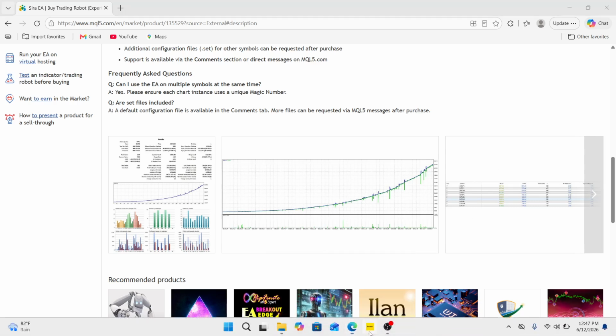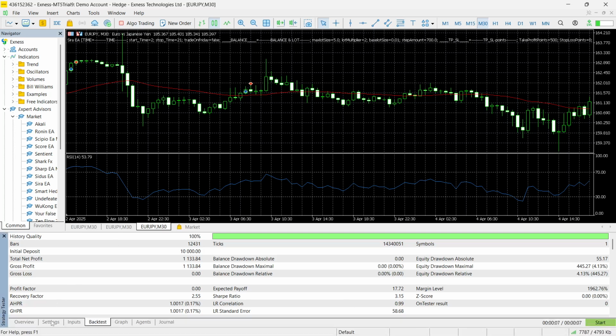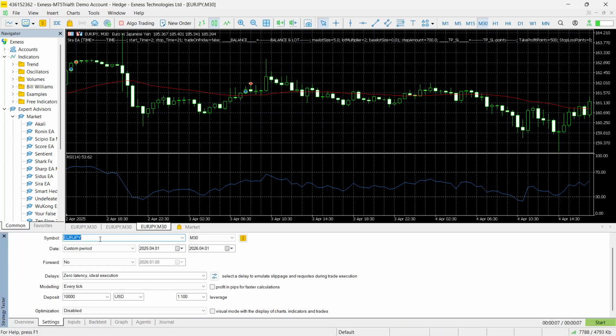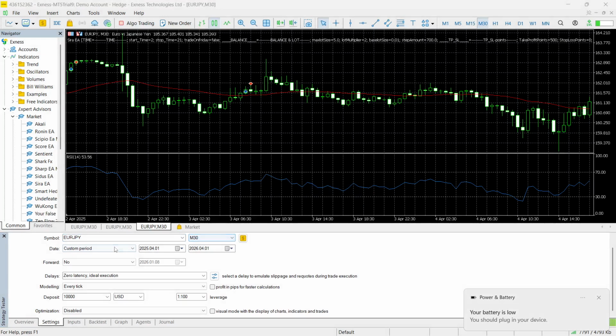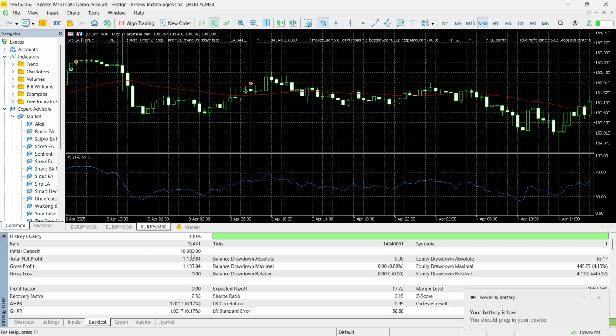All right, so I'm quickly going to go to MetaTrader 5. And like I said, we'll be working with the developer's recommended pair, which is the EURJPY on the 30-minute time frame. All right, so we have a custom period of 1 year, from 2025 April 1st to 2026 April 1st. Our initial deposit was $10,000, and let's look at the results we got for the 1 year period.